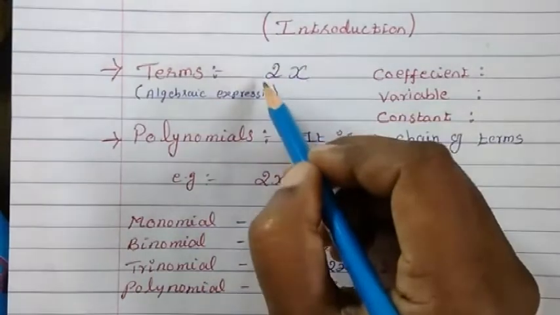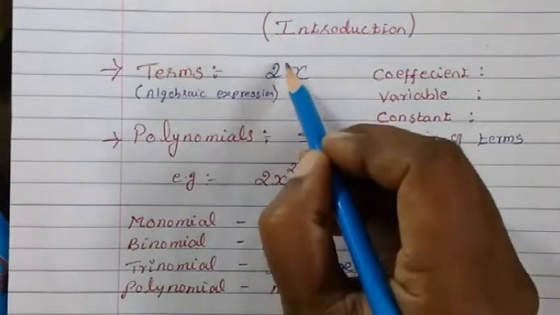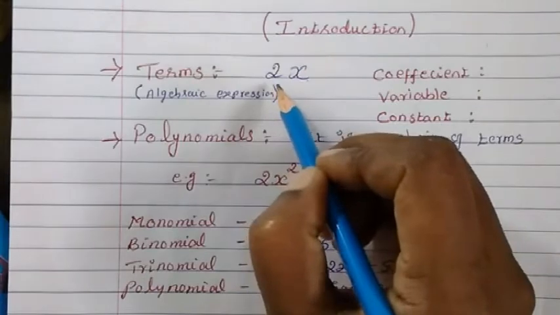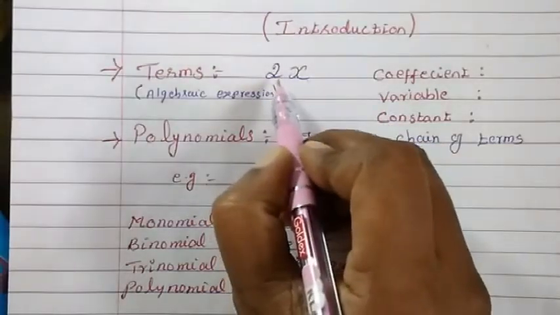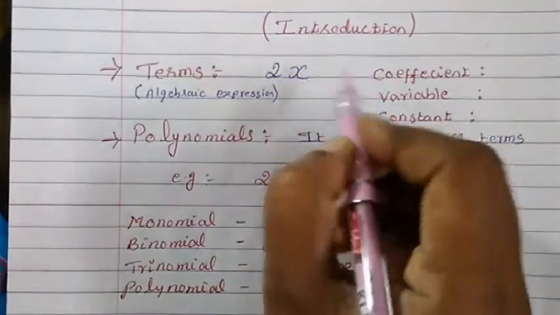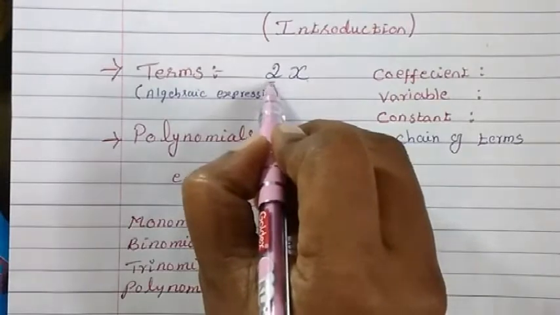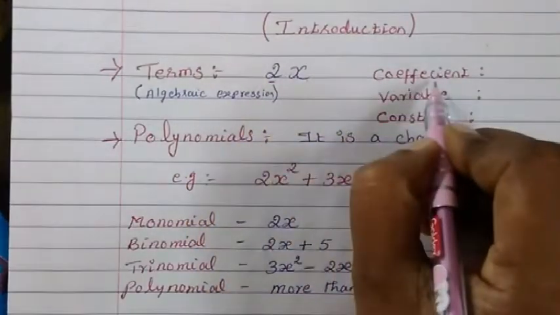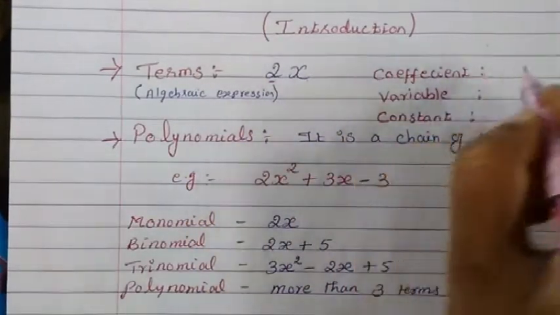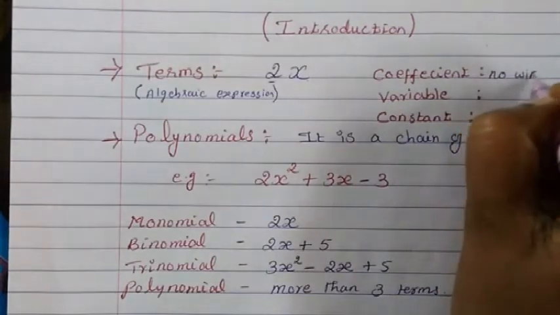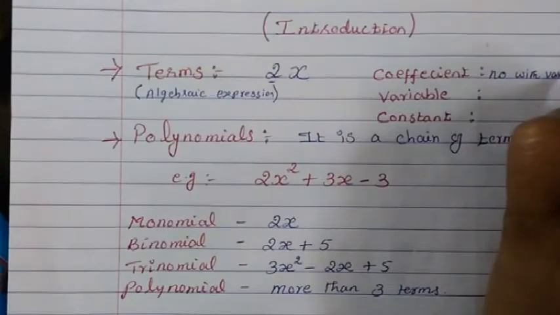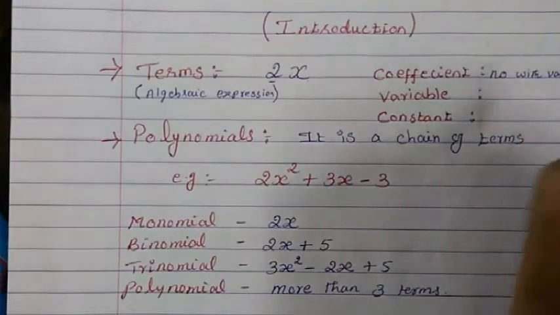Now, whenever you have this type of terms, you must understand the parts of it. When you have a term, there is something called a coefficient. Coefficient means this 2 is known as a coefficient. Coefficient means a number with a variable.